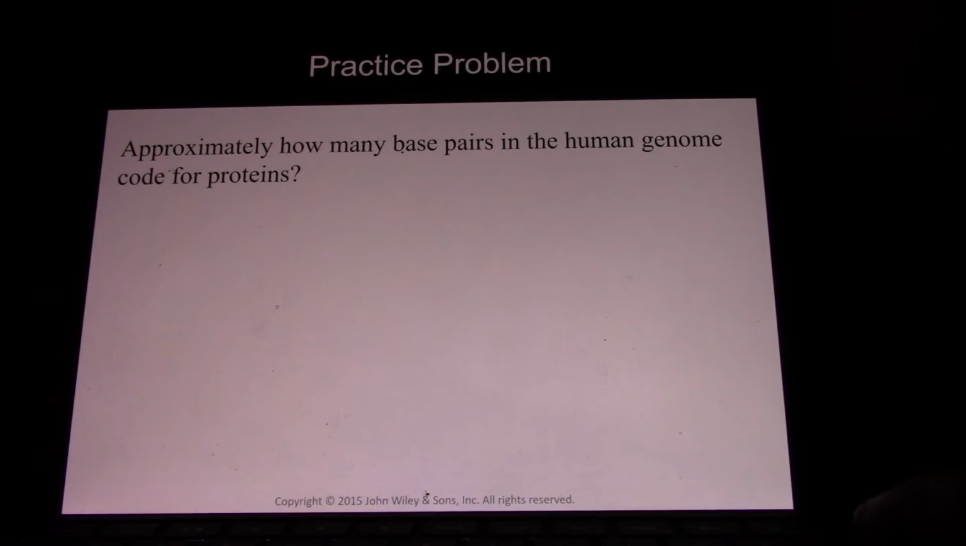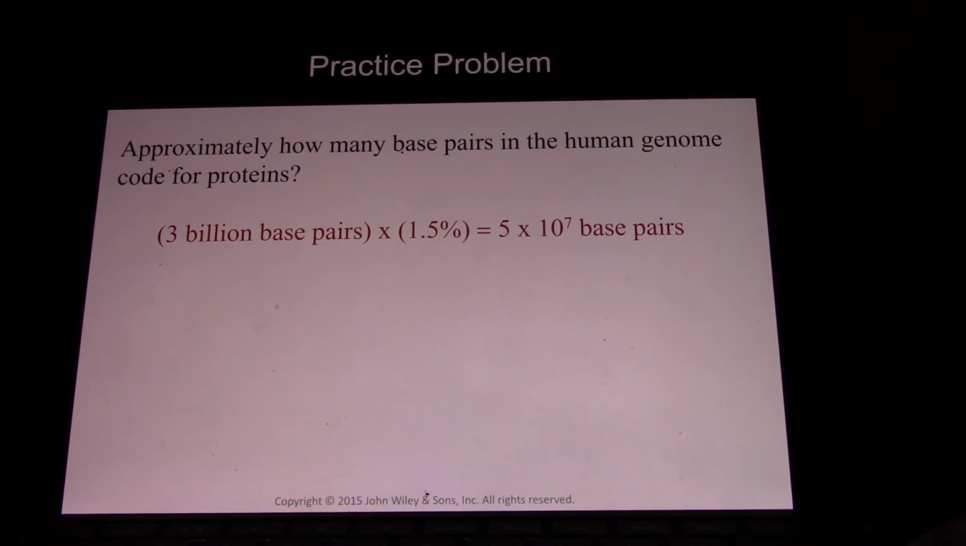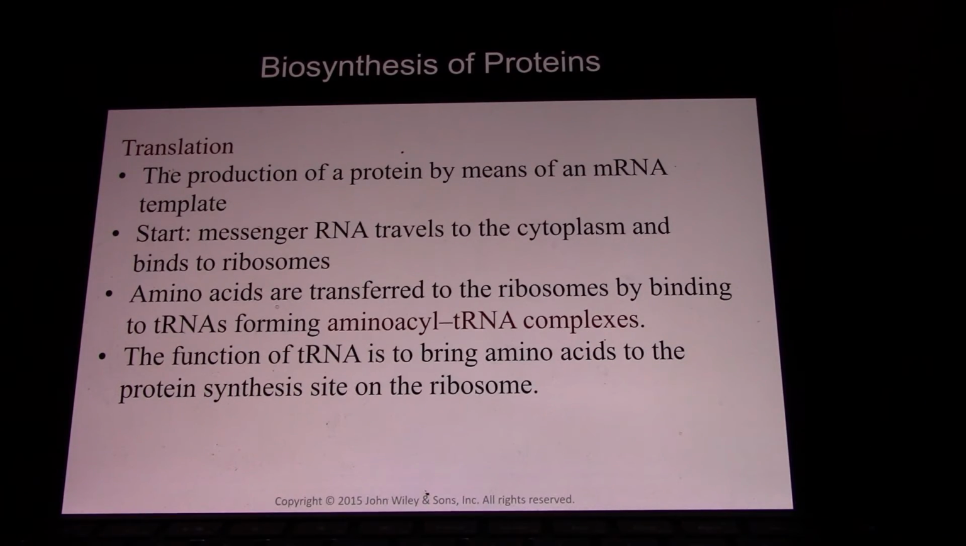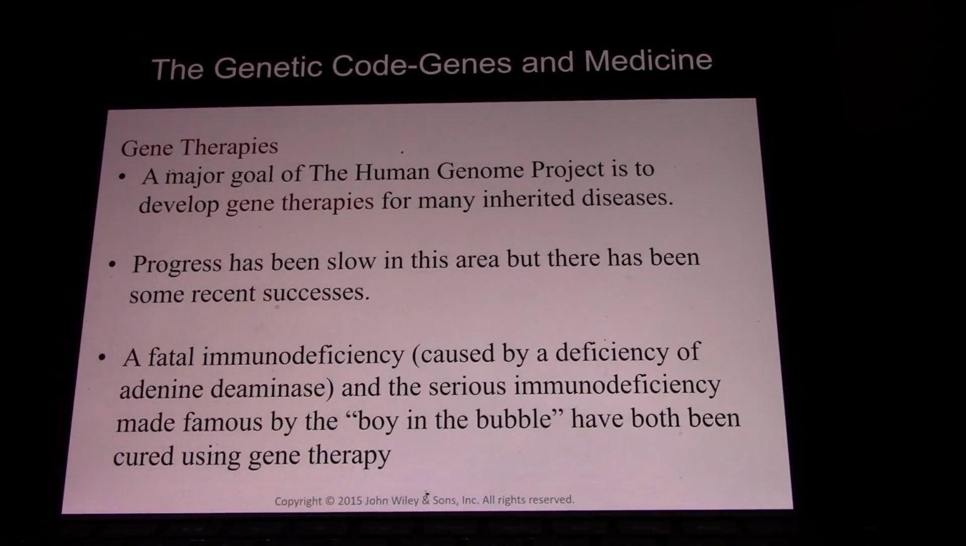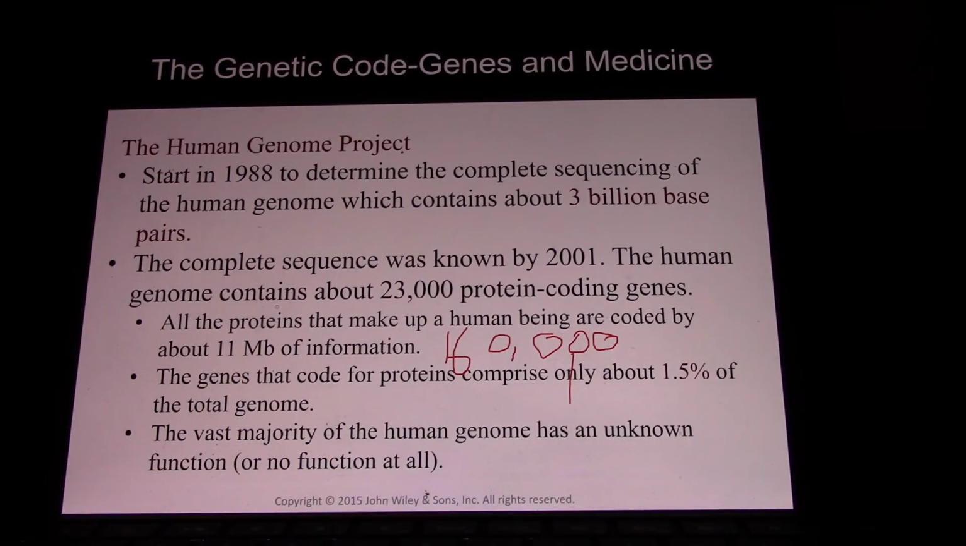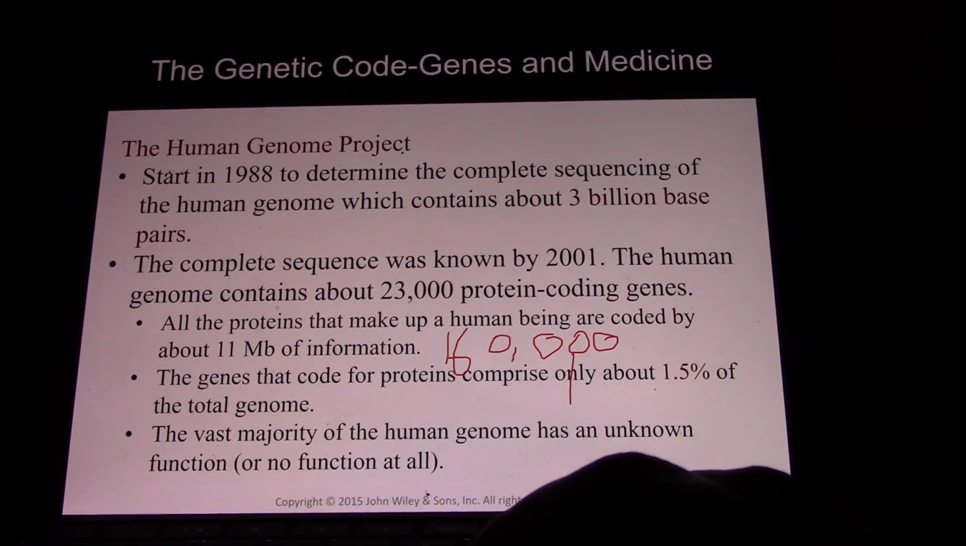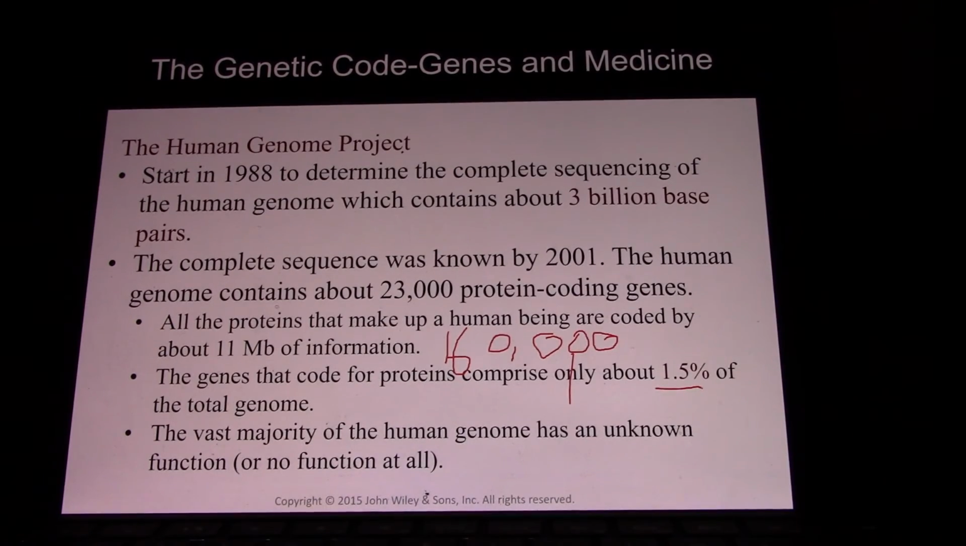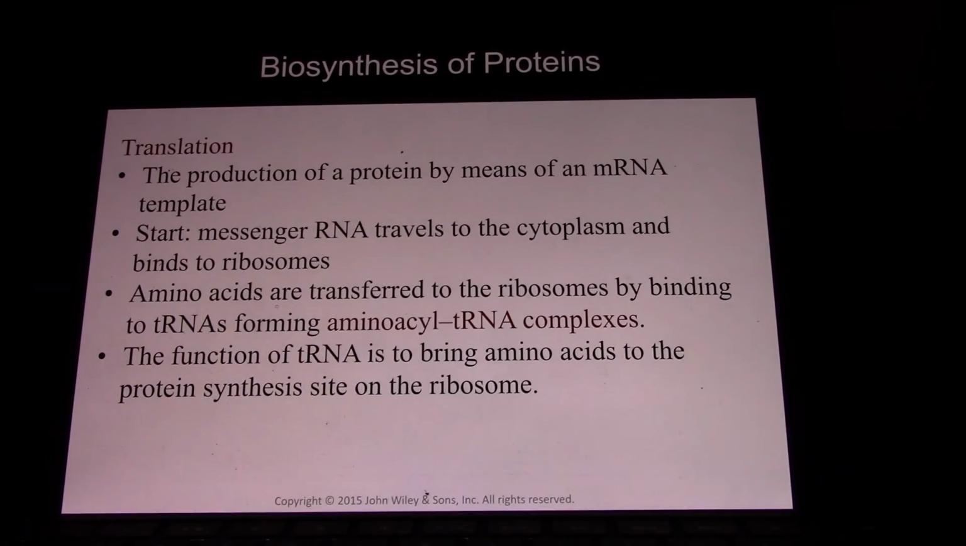Approximately how many base pairs in the human genome code for proteins? About 1.5% of your actual genome codes for proteins, so very little. And so again, 1.5% codes for proteins. A lot more of the genome, up to 20-25% of the genome is in genes. But in your average human gene, only 4% of the gene actually is made into proteins, and the rest are introns, which do not become amino acids.